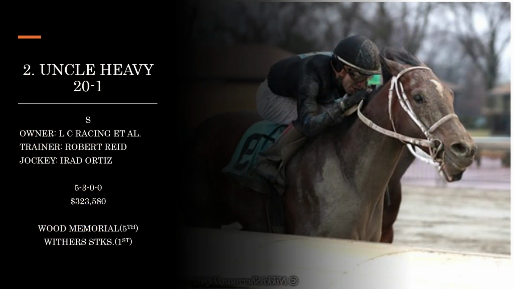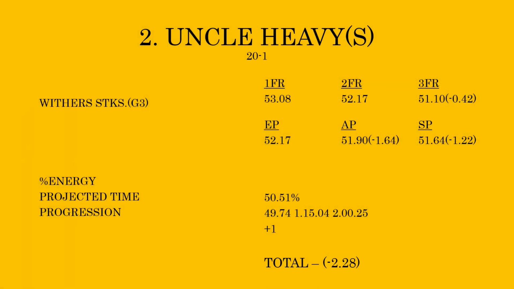So we come to Uncle Heavy. And again, the Wood Memorial presented problems. He was carried wide. Maybe there's been some traffic issues with Deposition going down. So what I've decided to do is go back to the Withers Stakes, which is probably his best race to date, and see if it can give us some clues. Because I think Uncle Heavy is probably going to run better in the Preakness. Whether it's good enough, I don't know. But Butch Reed, when he ships, they usually are running.